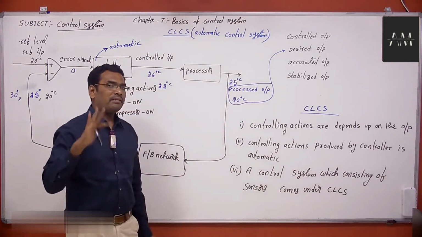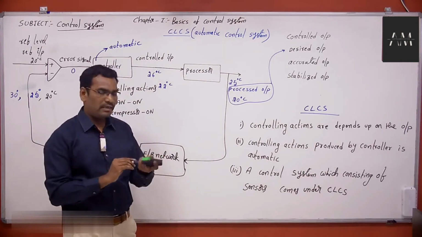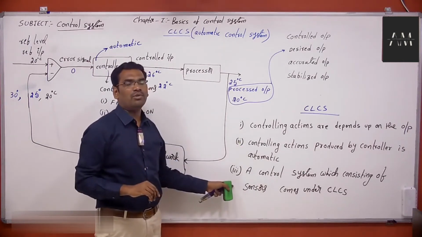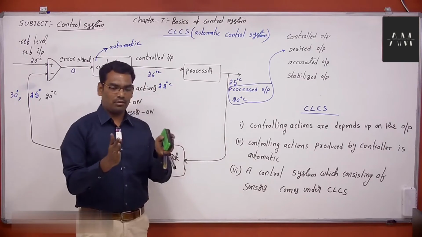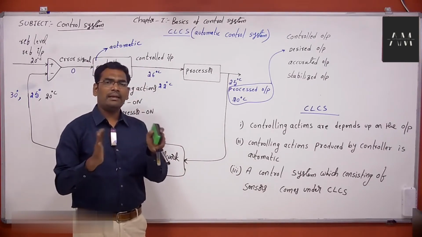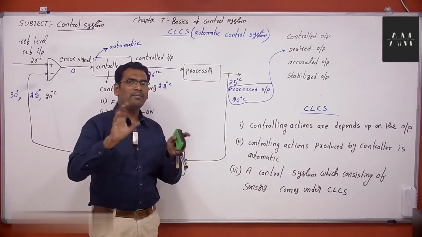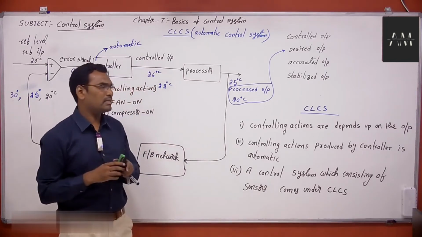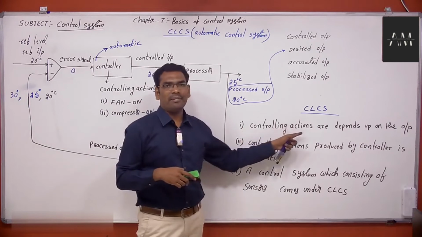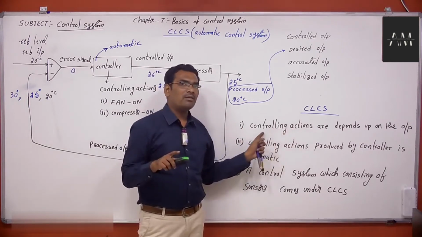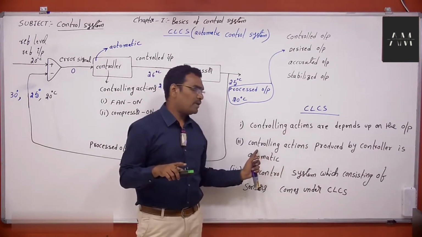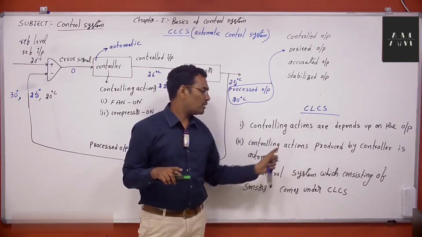closed loop. Now, the same 3 points I said previously for the open loop control system, I am now saying for the closed loop control system. So your notes are also for comparison purposes. You can easily compare with whatever we studied in the previous topic and automatically understand the next topic, same points in a reverse manner. Here controlling actions are completely dependent. In an open loop control system, controlling actions are completely independent. Now here controlling actions produced by a controller are fully automatic.